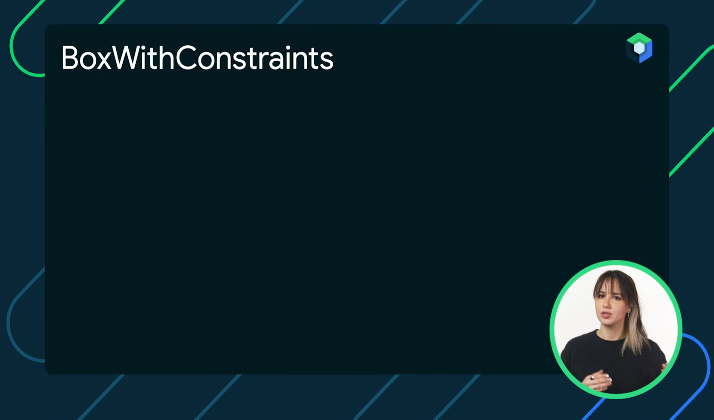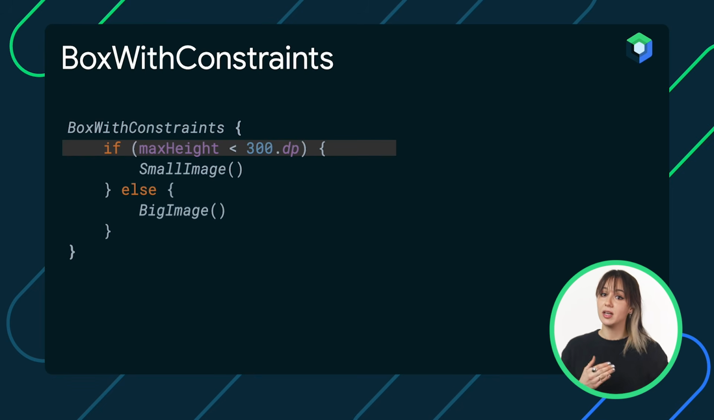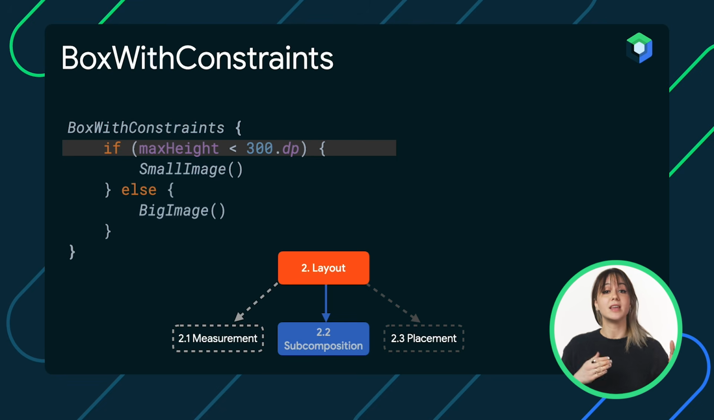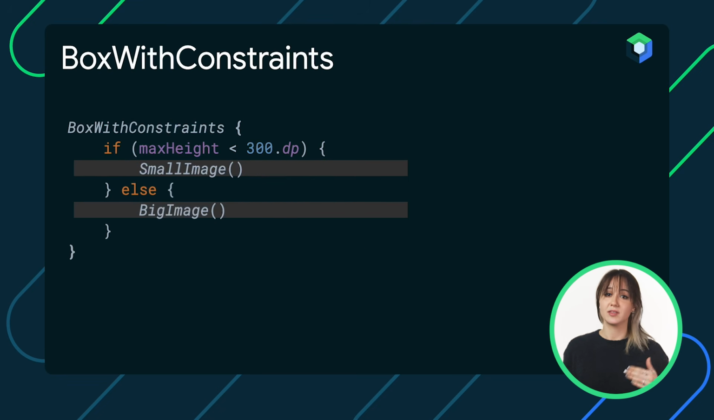BoxWithConstraints also uses SubcomposeLayout under the hood, but this use case is slightly different. It grants you access to incoming constraints like max height from the parent, which are not available in regular layouts. This is because the measurement step of some children is done before the composition of others. You can then use obtained constraints to decide whether to compose a child or not.